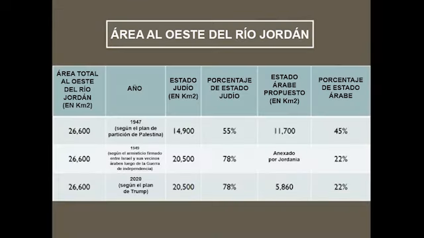Let's take a look at the area west of the Jordan River. The column on the left gives you the total amount of square kilometers, 26,600. Under partition, the Jewish state was to be 14,900 and the Arab state was supposed to be 11,700: Jewish state 55%, Arab state 45%. In '49, after the war, the Jewish state was 20,000-plus kilometers. No Arab state was created. Jordan annexed that area. In 2020, the Trump plan again states that Israel would be 20,500 kilometers, Jewish percentage 78%. Arab state proposed kilometers 5,860, again 22%.